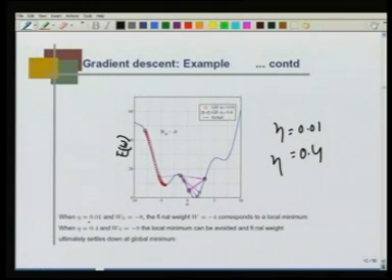So, when eta is 0.01 and W naught is minus 8, the final weight W equal to minus 4 corresponds to a local minimum. When eta equal to 0.4 and W naught is minus 8, the local minimum can be avoided, and the final weight ultimately settles down at the global minimum, at this point. But this is a simple function, and because it is simple, we are able to show that by changing this eta intelligently we can reach it.